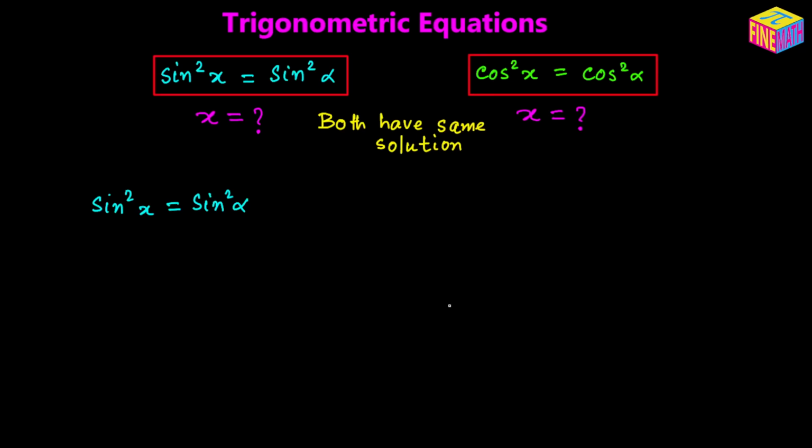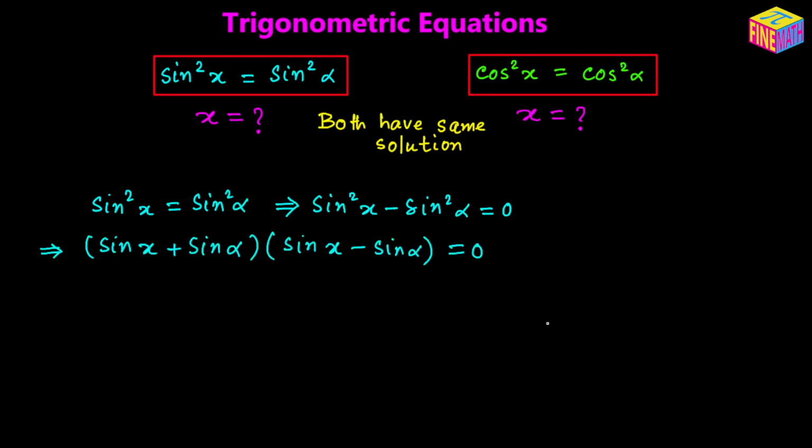In the question, alpha will be a given angle, and we have to find the value of x in terms of alpha. So from here, can we write it as sine squared x minus sine squared alpha equals 0 if we bring everything to the left hand side? This looks like a difference of two squares. If we factor it, those will be the two factors. It's like a plus b times a minus b, which gives us a squared minus b squared. So now we can say each of the factors could be 0.